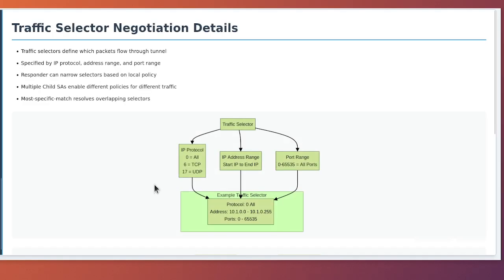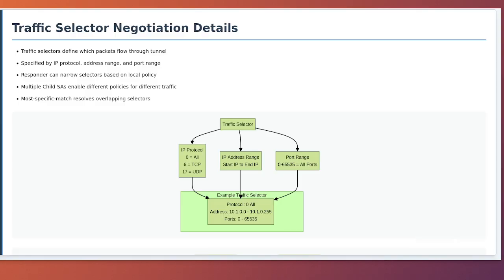Traffic selector negotiation details. Traffic selectors are a critical but often misunderstood component of IPsec configuration. They define precisely which traffic flows through the encrypted tunnel and which traffic goes directly to the internet.